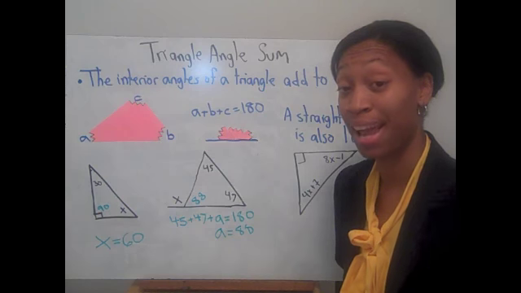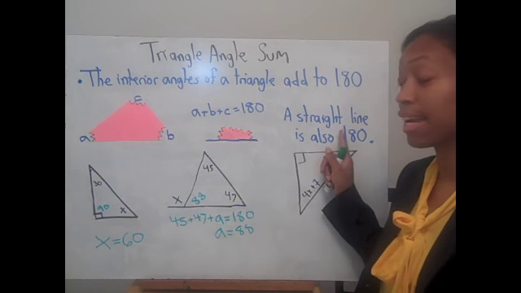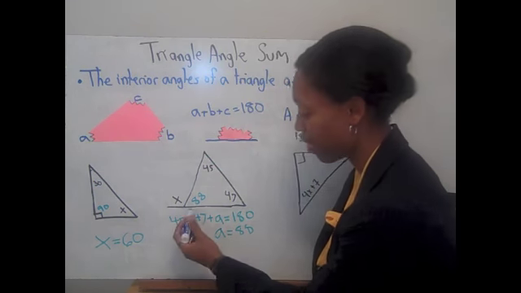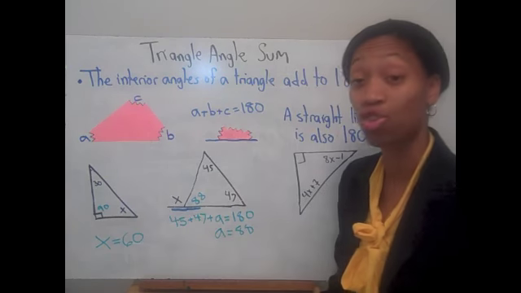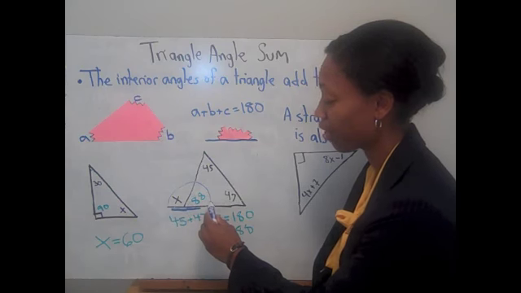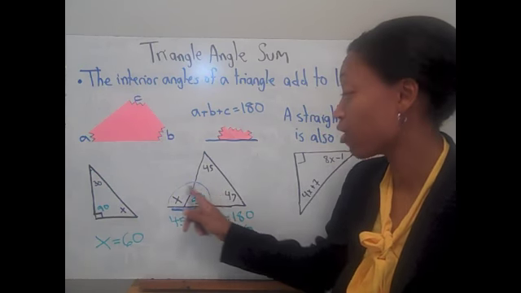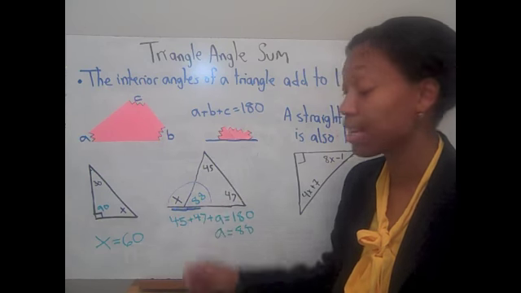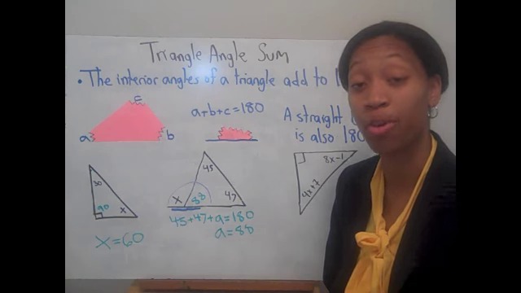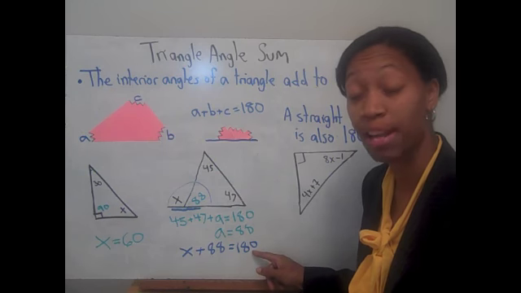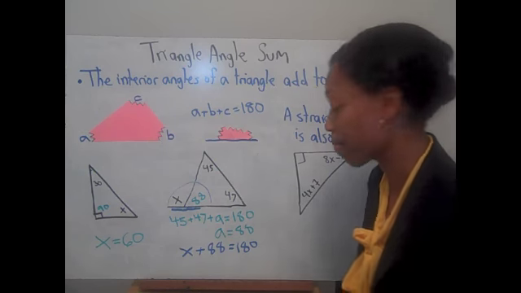Now to find out what x is, I can use my second principle about a straight line always equaling 180. This is a straight line. So that means that these two things together, the x and the 88, are together making this straight line. So x plus 88 has to equal 180. Subtracting 88 to the other side, 180 minus 88 gives me 92.